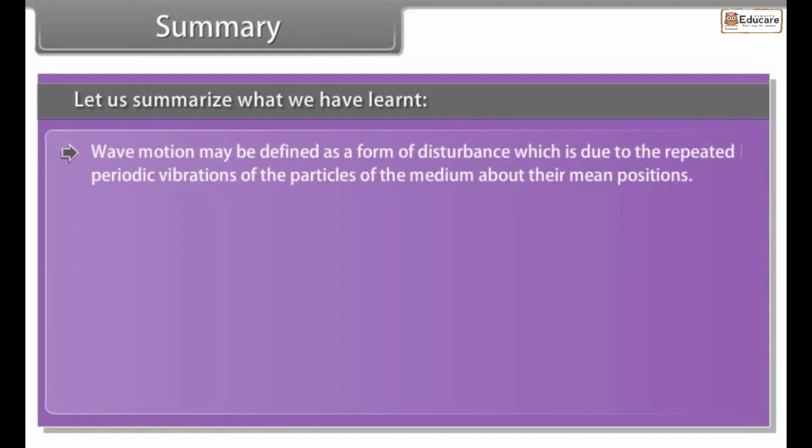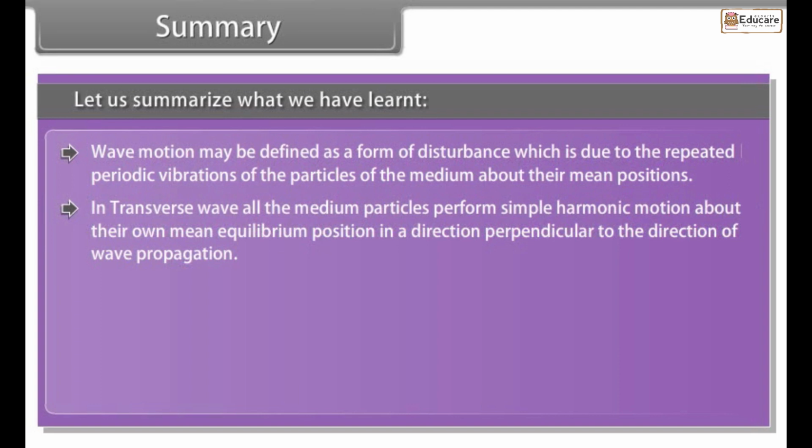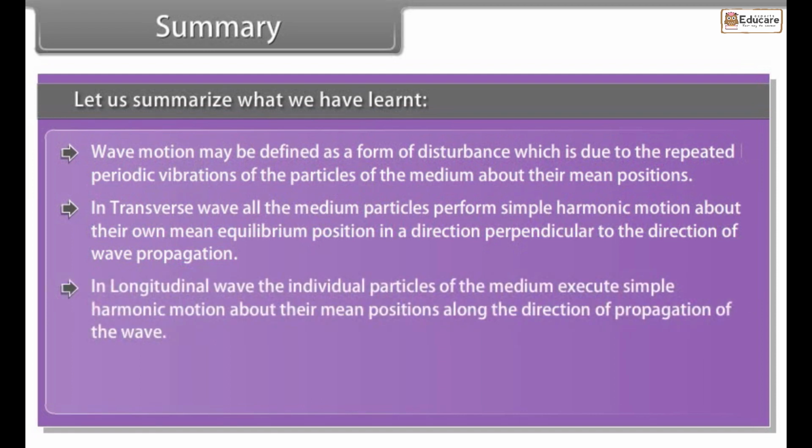Wave motion may be defined as a form of disturbance which is due to the repeated periodic vibrations of the particles of the medium about their mean positions. In a transverse wave, all the medium particles perform simple harmonic motion about their own mean equilibrium position in a direction perpendicular to the direction of wave propagation. In a longitudinal wave, the individual particles of the medium execute simple harmonic motion about their mean positions along the direction of propagation of the wave.